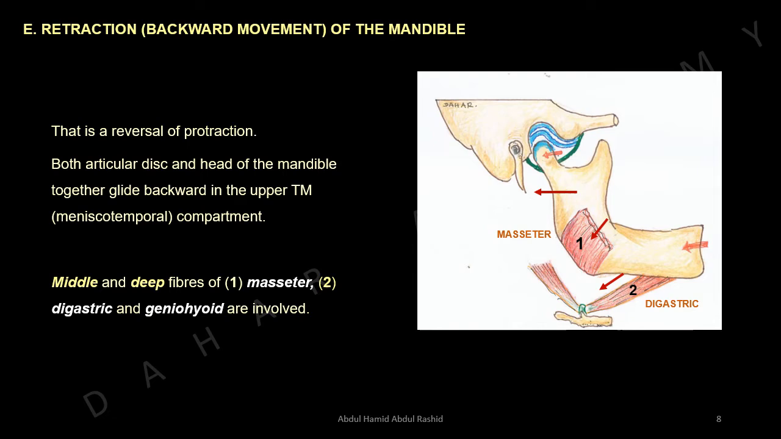E. Retraction, that is backward movement of the mandible. That is a reversal of protraction. In this case, both articular disc and head of the mandible together glide backwards in the upper TM compartment, that is menisco-temporal compartment. In this movement, the muscles involved are number 1, middle and deep fibers of the masseter, and number 2, digastric muscles, assisted by geniohyoid muscles.